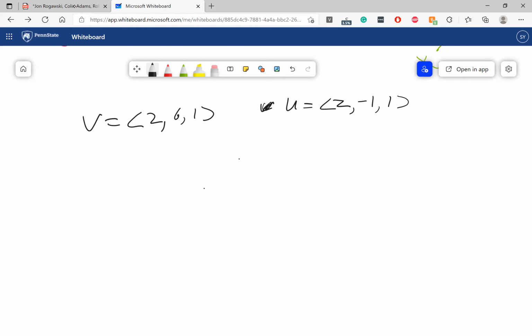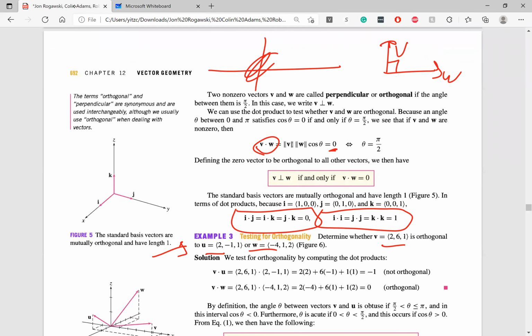Yep, negative 1. Okay, so they're not perpendicular. You're saying they're not perpendicular. Anyone else? Yeah, it doesn't look like they're perpendicular, so you get 4 minus 6 plus 1. So yeah, negative 1, not perpendicular. And they got the same thing. Great.